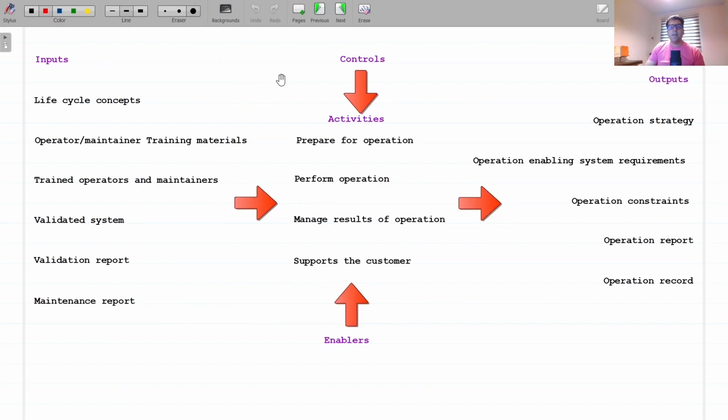This slide is the IPO diagram for the operation process. The operation process includes the following activities. Prepare for operation. Plan for operation including the development of the strategy. Establish availability of equipment, services, and personnel and performance tracking system. Verify schedules for personnel and facilities on a multi-shift basis if appropriate.